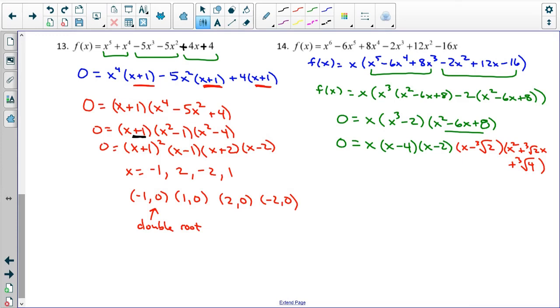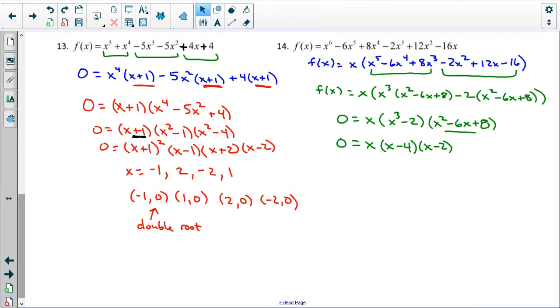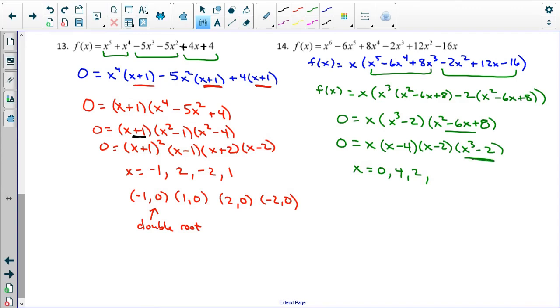But I'm not expecting you to know how to do that with the radicals yet. So I just wanted to expose you to it. You could probably leave that as x cubed minus 2, and we'd be fine right now. So x equals 0, 4, 2, and then there are some answers that would be there. There's one real answer at the cube root of 2, and then there are two other imaginary answers. So I have 0, 0, 4, 0, 2, 0, and the cube root of 2, 0 are my four real answers.